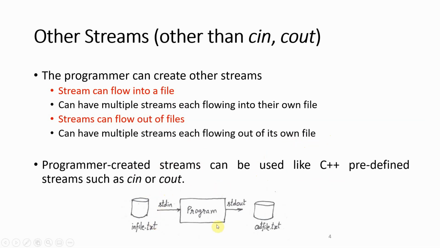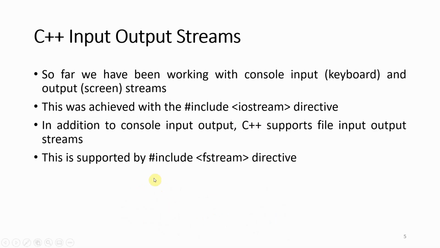So this is basically the model that we're gonna see today. We're just gonna have a text file and we're gonna read data from it into our program. Instead of using cin, we can read from a file, or we can export data from our program into a text file. Okay, so that's what a stream basically does.